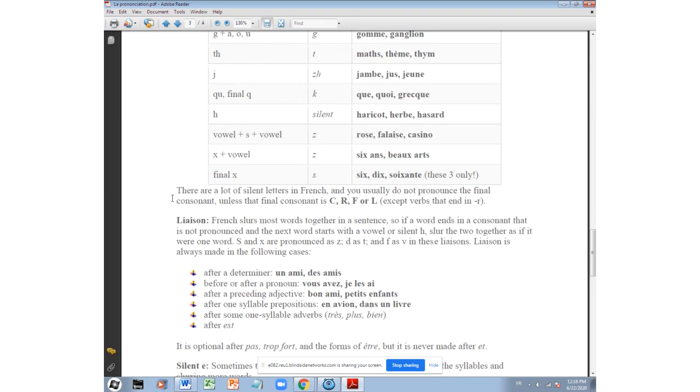So normally the final consonant is not pronounced unless, now this is what I want you to know, unless that final consonant is letter C, letter R, letter F, or letter L. That's why we say sol, S-O-L, sol. I'm just referring you back. That's why we say, oh.